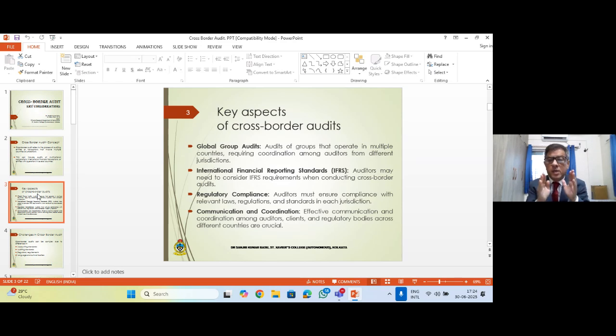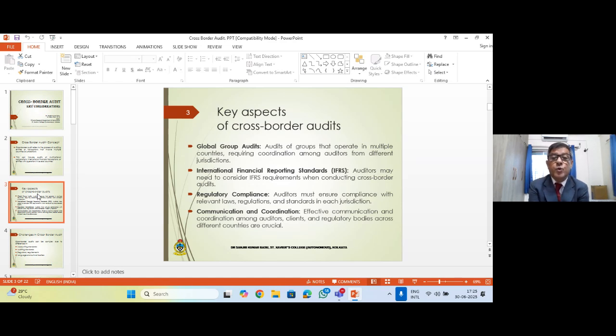But before that, some of the key aspects of cross-border audit, I think you'll get some idea. Number one is the global audit, group audits, audit of groups, as I've already told, that operate in multiple countries, require coordination among auditors from different jurisdictions. Say, for example, we are the statutory auditor of an Indian multinational company. In that case, we are not required to follow AS or Ind AS. The problem is all the countries are supposed to adopt IFRS, but all the countries are not supposed to adopt Ind AS. Ind AS is our own.